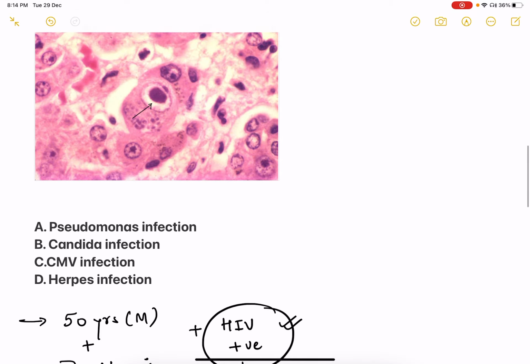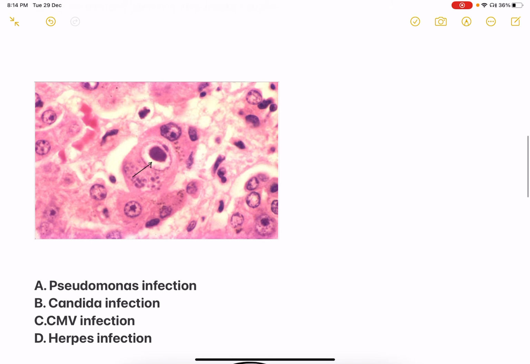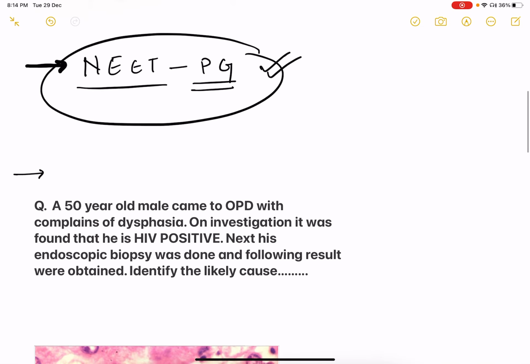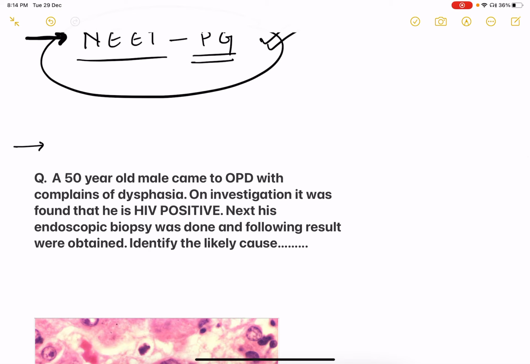Now, what are the options? Options are Pseudomonas infection, Candidal infection, CMV infection, and herpes infection. Now, as given in the question, we have to find out the important things which will help us to crack the question.